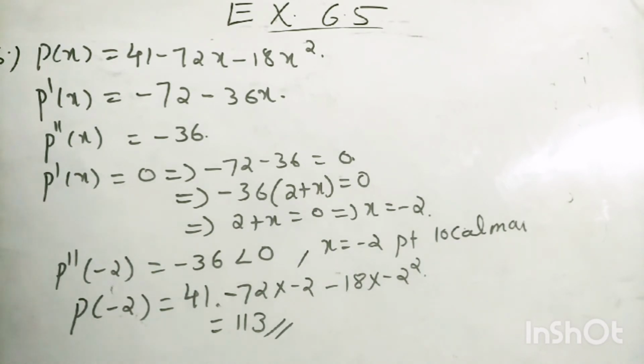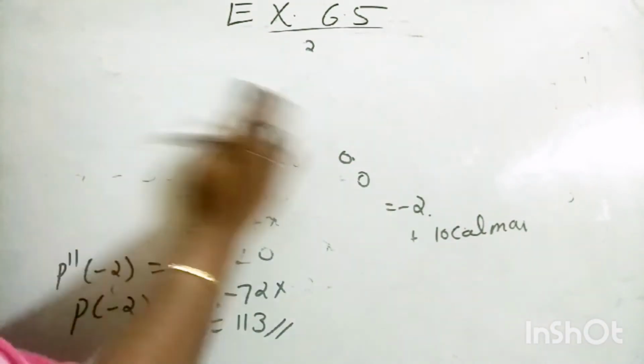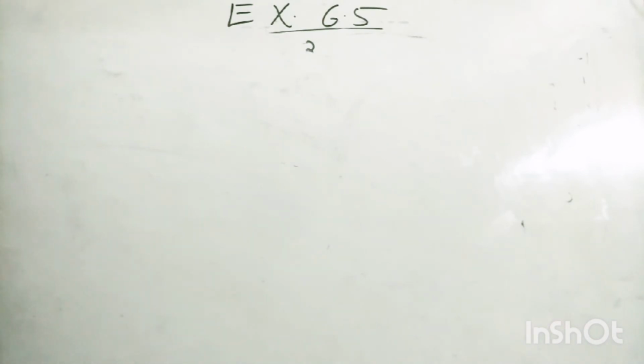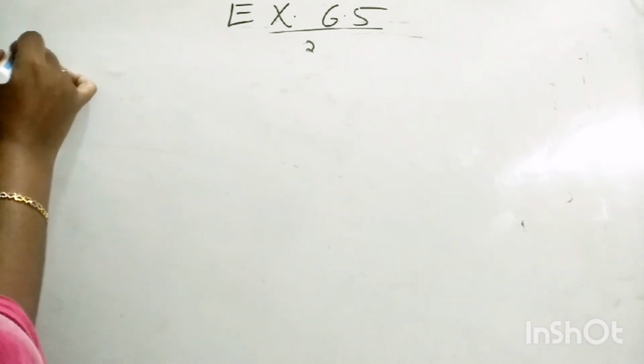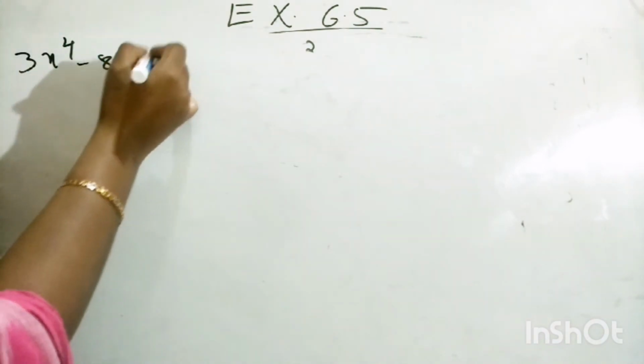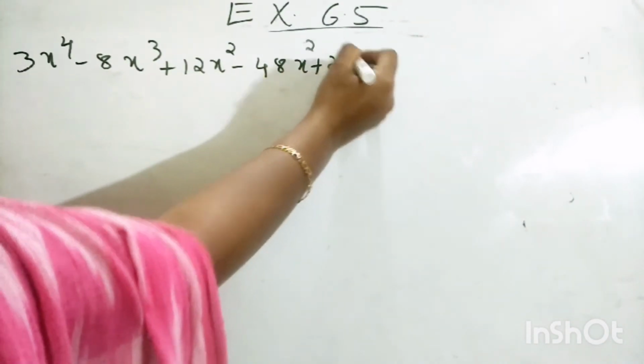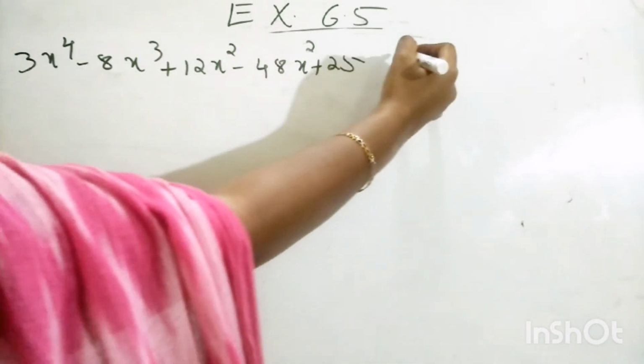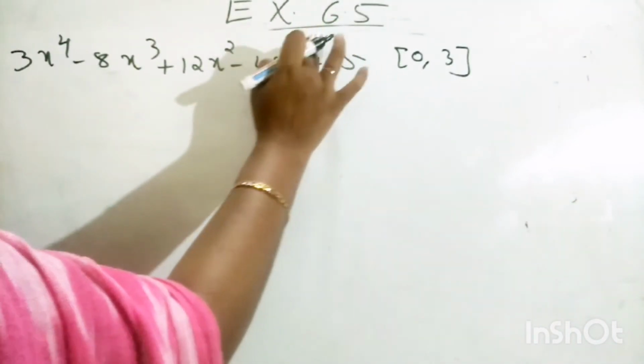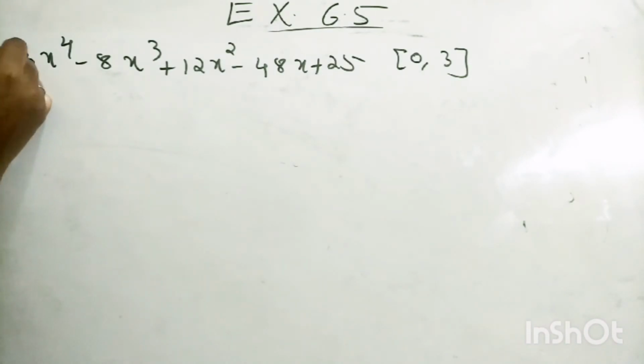Now question number 7. Find both the maximum value and the minimum value of 3x raised to 4 minus 8x cube plus 12x square minus 48x plus 25 on the interval 0, 3. Let it be f of x. F of x is equal to 3x raised to 4 minus 8x cube plus 12x square minus 48x plus 25.